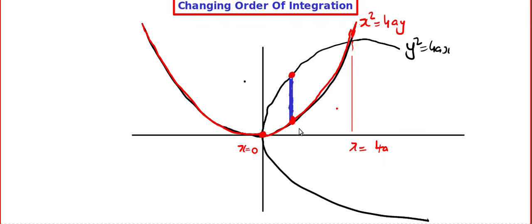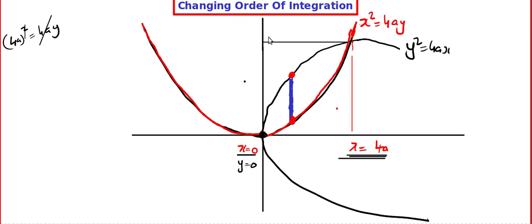And now our job is to change the order. But wait a minute, before we change the order, we have to write the y coordinate also here. x equal to 0 means y equal to 0 because this is the origin. Now x equal to 4a means this point will be, let's plug it here, 4a the whole square is equal to 4ay, cut, y equal to 4a.